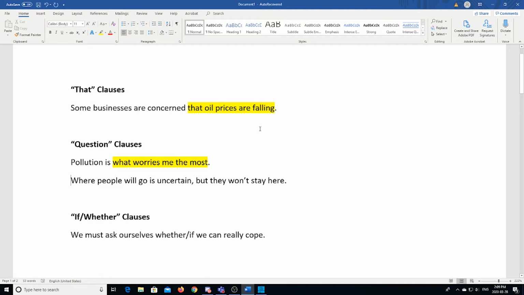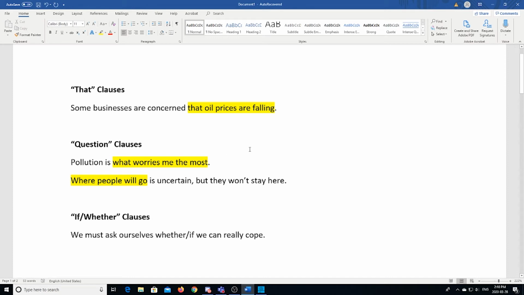So our second example of a question clause is right here. Where people will go is uncertain, but they won't stay here. So in this sentence, we have our nominal clause at the beginning, where people will go. And again, we are asking a question, we are answering a question. So our question, where will people go? Our answer, it is uncertain, right? So this allows us, again, to ask a question and answer a question inside the same sentence. And this is a very helpful grammar structure. So in this sentence, our nominal clause is acting as the subject rather than as the object.